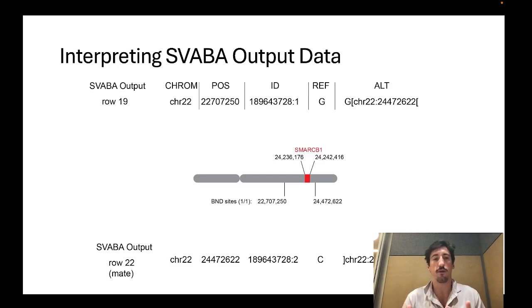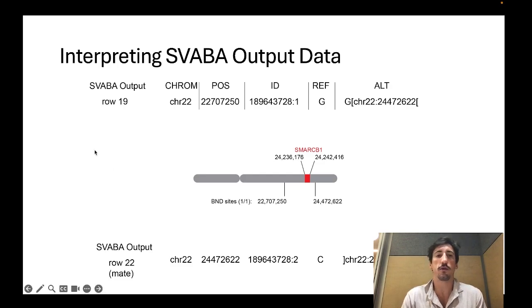Each structural variant is going to have 2 different rows in your SvABA output, because if there's a break end, you're going to have abnormal realignment on both ends of that break end. So you're going to have 2 rows for every break end structural variant that SvABA identifies.